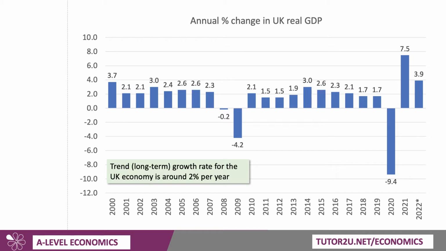A sharp recovery in 2021, 7.5% increase in GDP. But of course, that was only really recovering us back from where we'd been. Growth is likely to slow down in 2022, still 3.9%, higher than in any of the preceding years other than 2021, but more than a halving, essentially a halving of the growth rate forecast in 2022. We'll talk about that in a second.